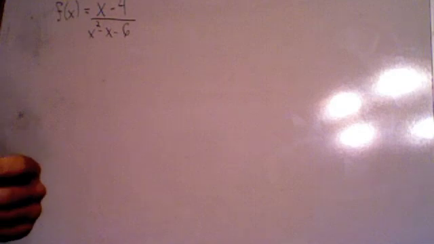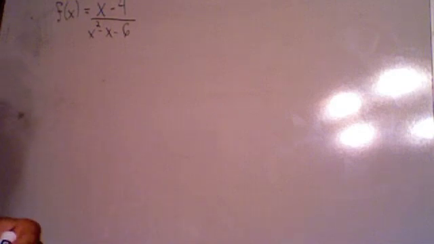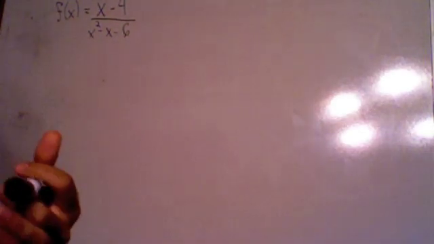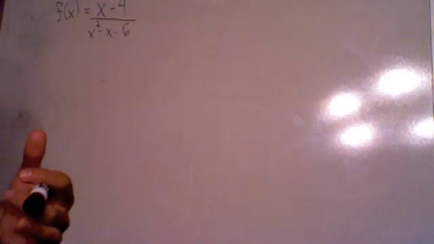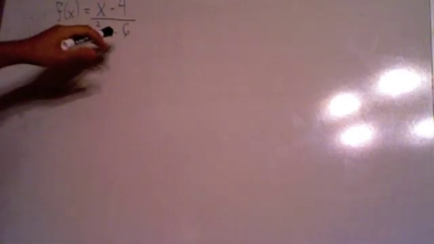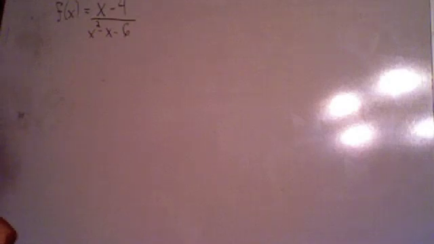So now that you've all learned how to do vertical asymptotes and horizontal asymptotes, we're going to put all that information together and we're going to completely graph this function right here, f of x equals x minus 4 over x squared minus x minus 6.